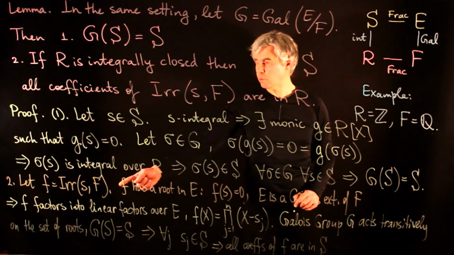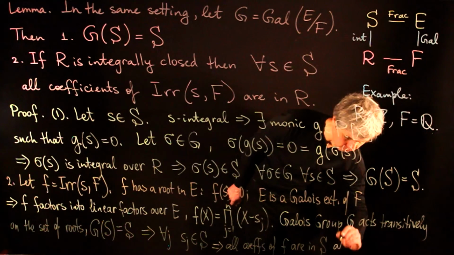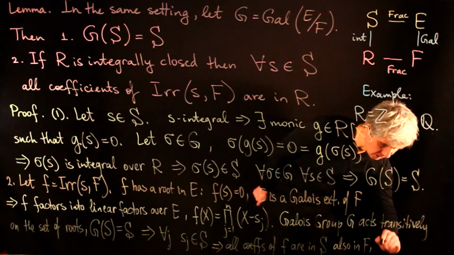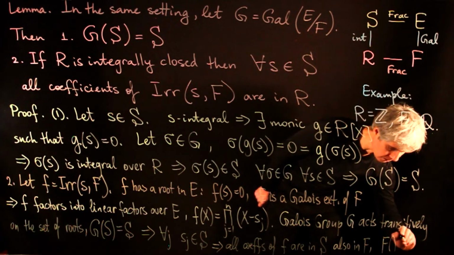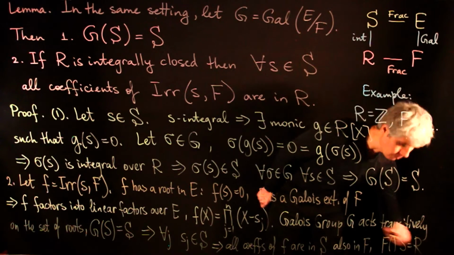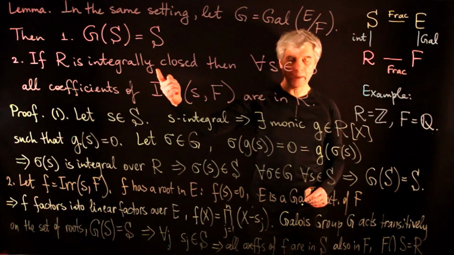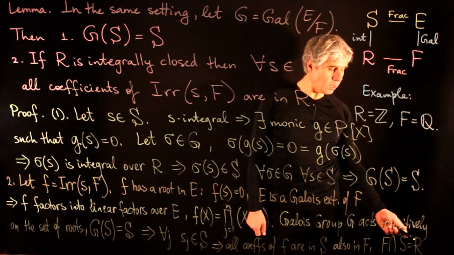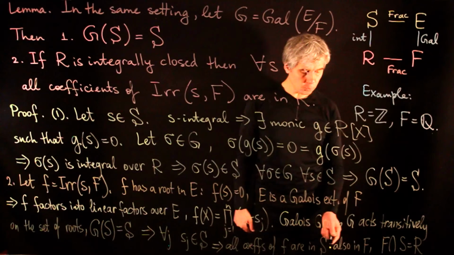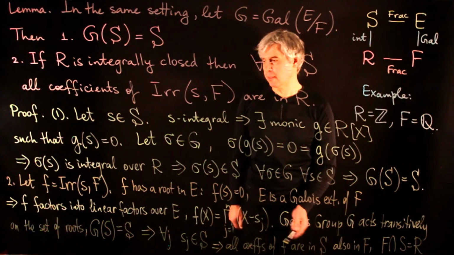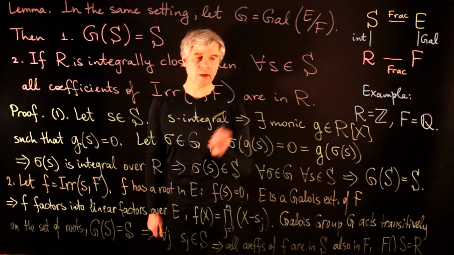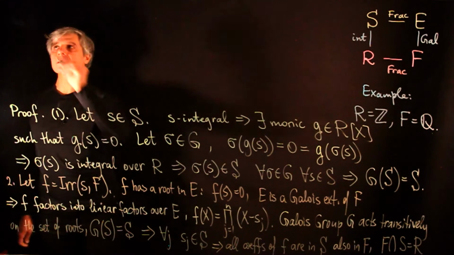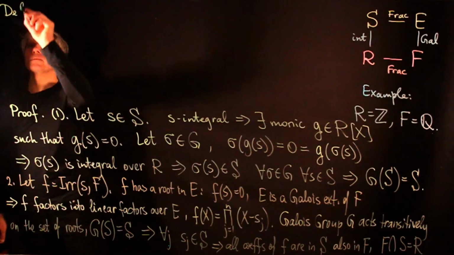But by the construction of f, they are also in F. And the intersection of F with S is equal to R. Since R is integrally closed, any element of F which is integral over R is in R. And this proves that all coefficients of the minimal polynomial f are in R, and that's exactly the claim of our lemma. Next, we give the following definition.